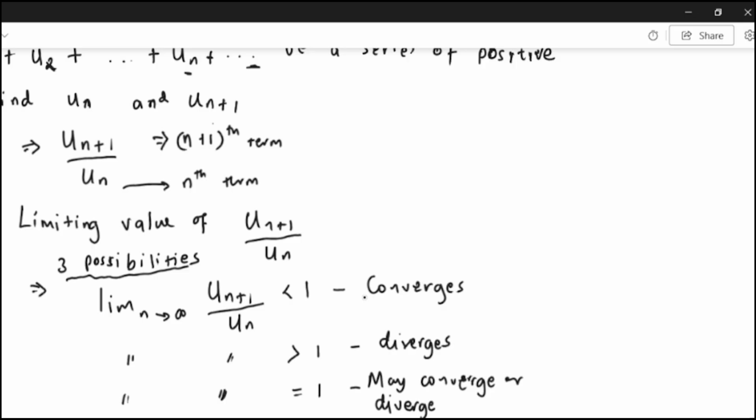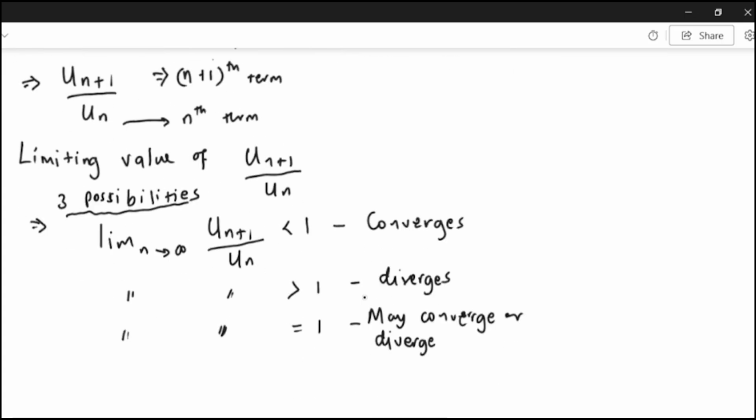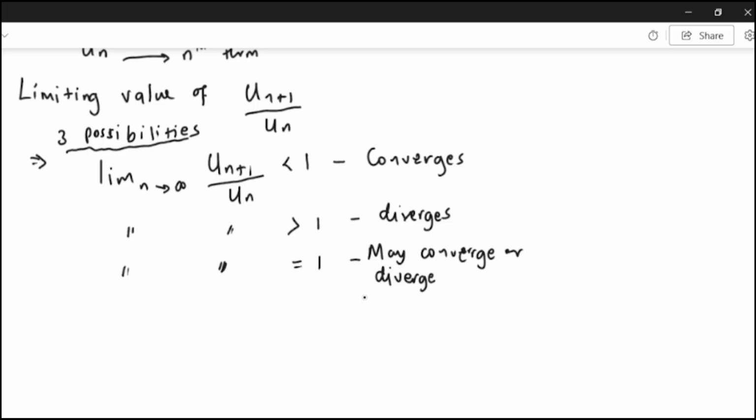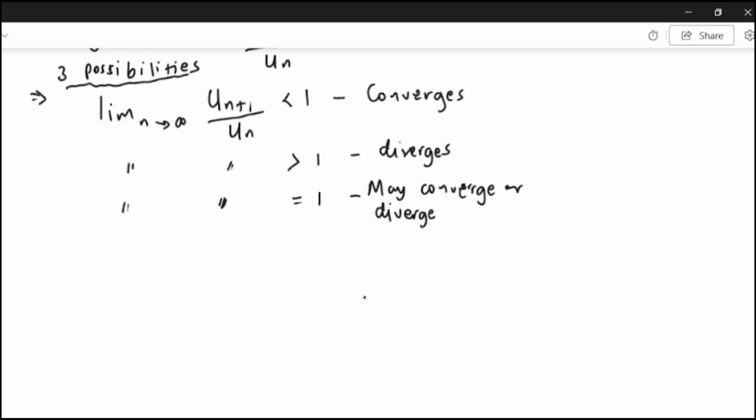So that's about the D'Alembert's ratio test. You need to find your un plus 1, find your un, find a ratio, and then find the limit, so that you can tell whether this series is convergent, divergent, or neither. So we have an example here. We want to find out, is the series convergent or divergent? You are asked to test for convergence of a series.